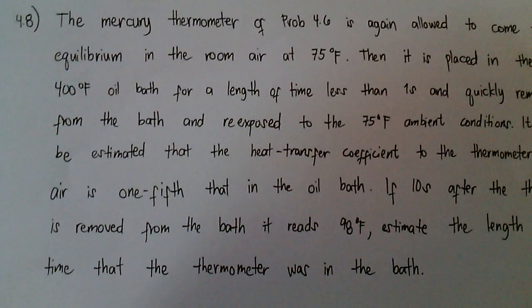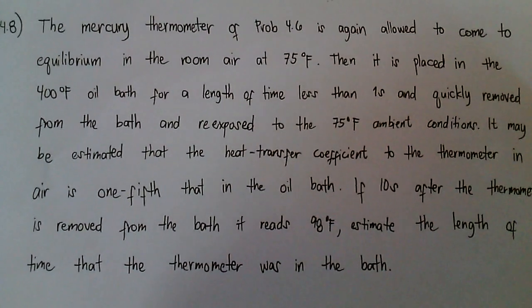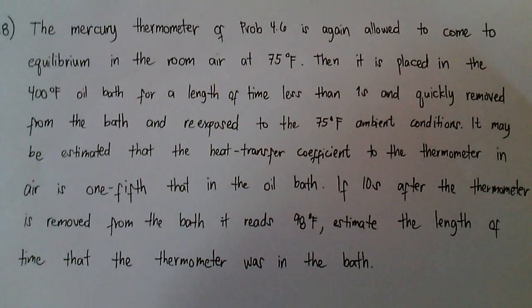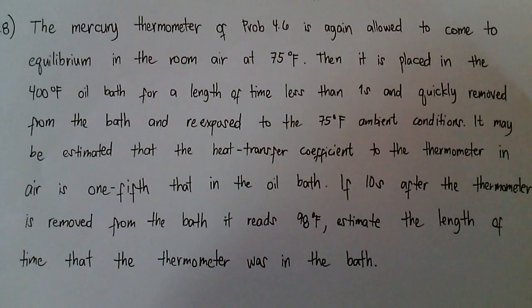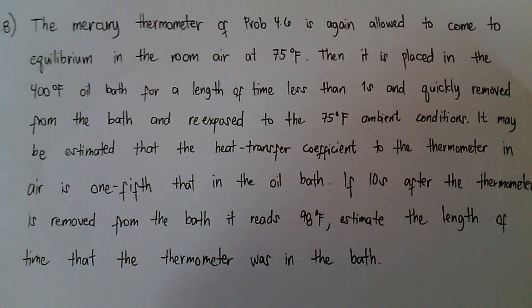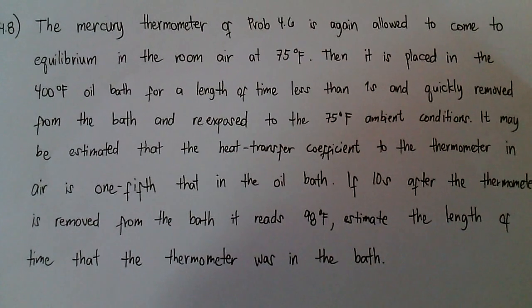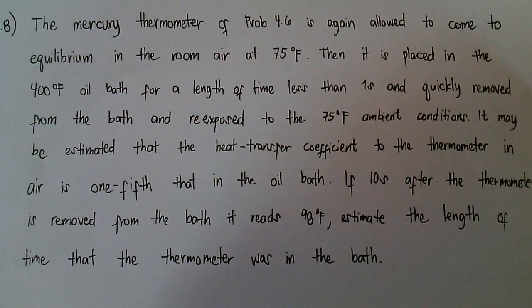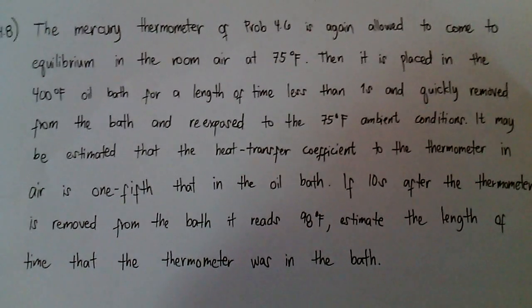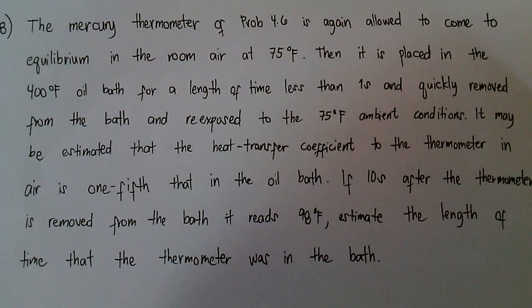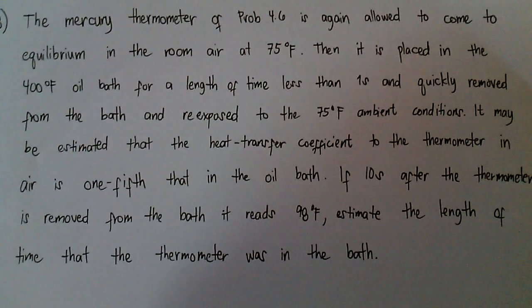From problem 4.8 from the book: the mercury thermometer of problem 4.6 is again allowed to come to equilibrium in the room air at 75 degrees Fahrenheit. Then it is placed in the 400 degrees Fahrenheit oil bath for a length of time less than 1 second and quickly removed from the bath and re-exposed to the 75 degrees Fahrenheit ambient conditions.